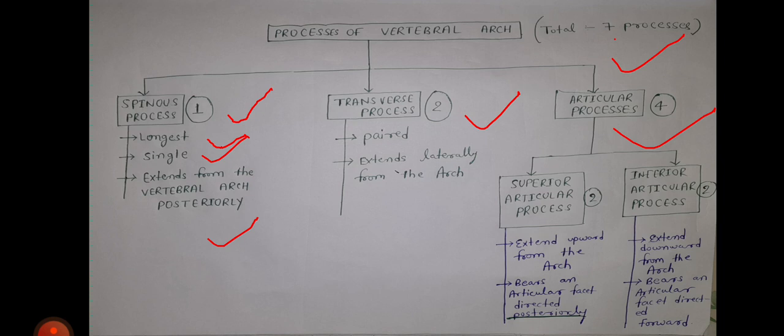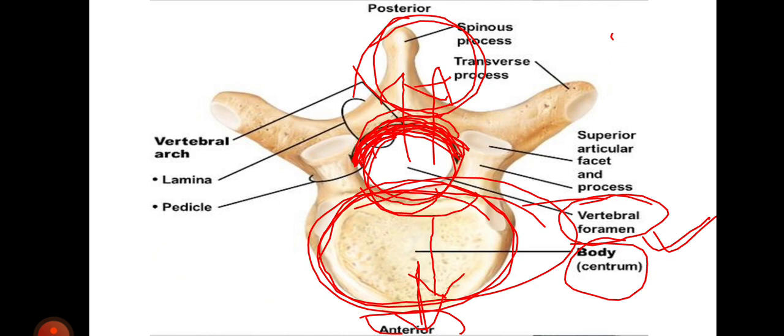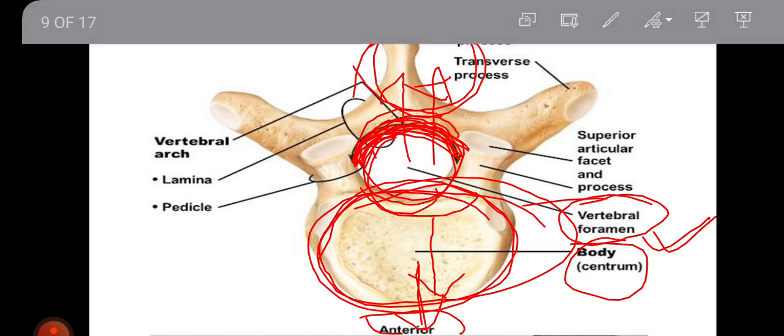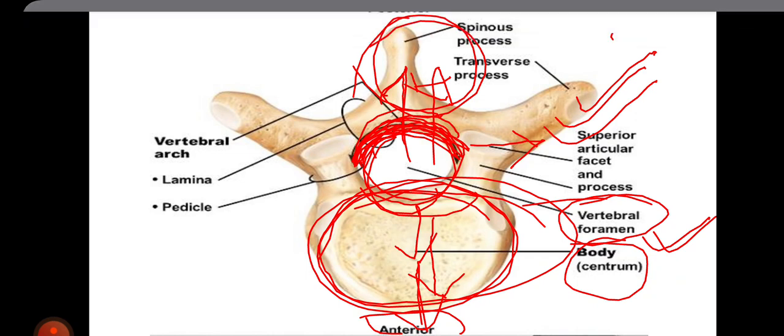Second is transverse process. Transverse process is paired and extends laterally from the arch. Again, if you see this image, this part is the transverse process, which is laterally placed. This is the anterior part, this is the posterior part, and this is laterally placed. So transverse process is placed laterally.